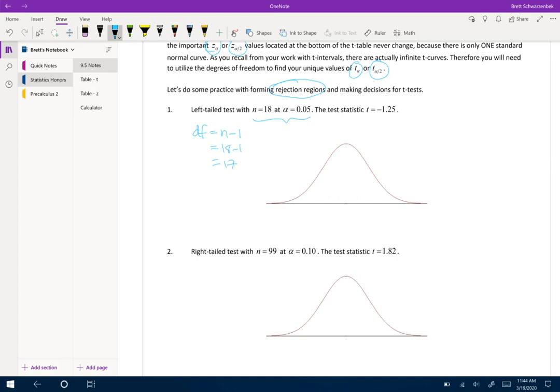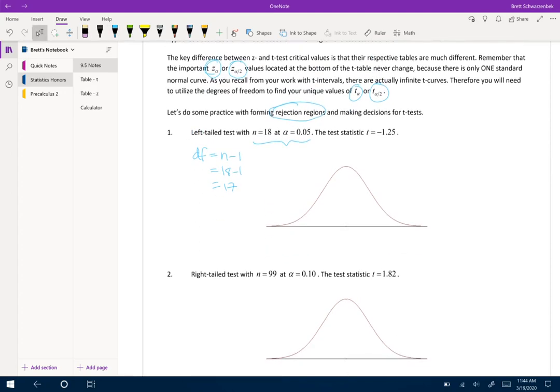So the critical value is going to be placed at negative t sub alpha. That would be, in our case, negative t sub 0.05. So our goal in these problems is to find the critical value that is placed at negative t sub 0.05 at degrees of freedom 17.